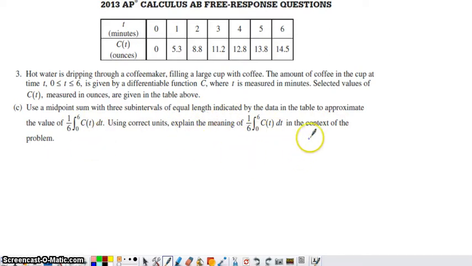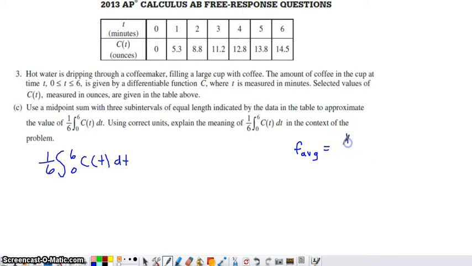Let's actually do the end of this first. Let's see if we can determine what the meaning of this 1/6 times the integral from 0 to 6 of c of t with respect to t is actually going to represent. There's a formula that you've probably seen and used a handful of times that computes the average value of a function on a certain interval.